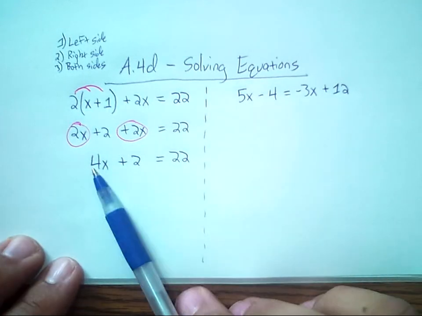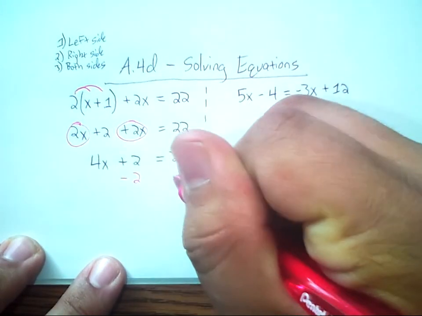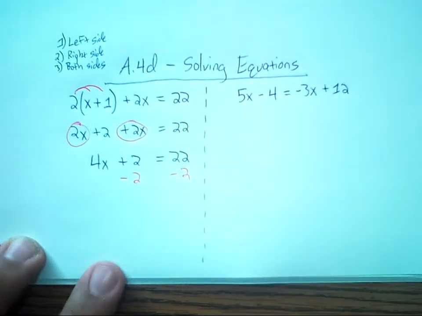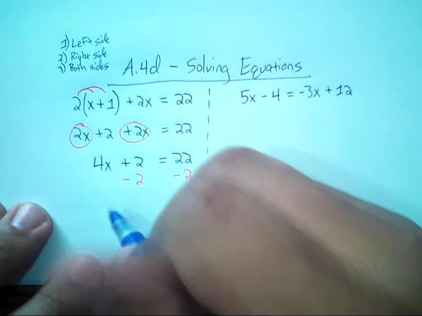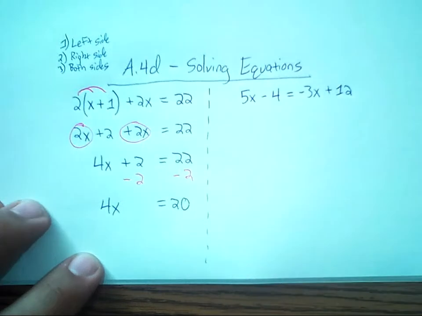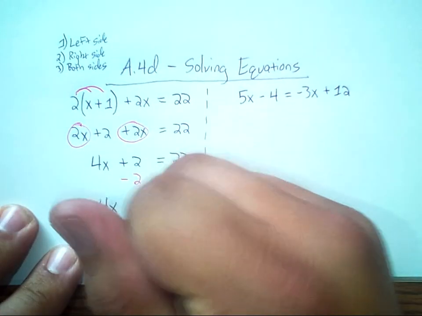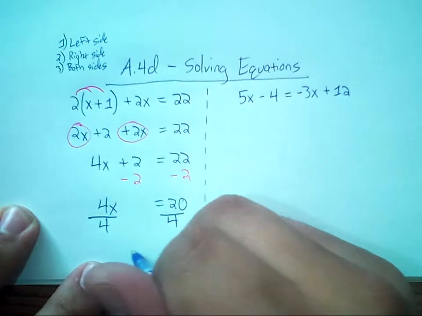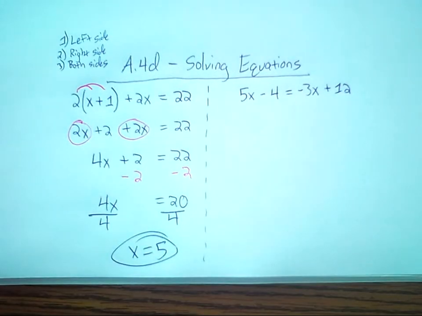X is over here. So what we're going to do is get rid of any term on the same side that doesn't have the variable. If you look here, this has an x, so we're going to leave it alone. But I subtracted 2 from both sides. So we get 4x equals 20. And we've learned about this before. To split up two terms, you divide. So we're going to divide both sides by 4. X equals 5.